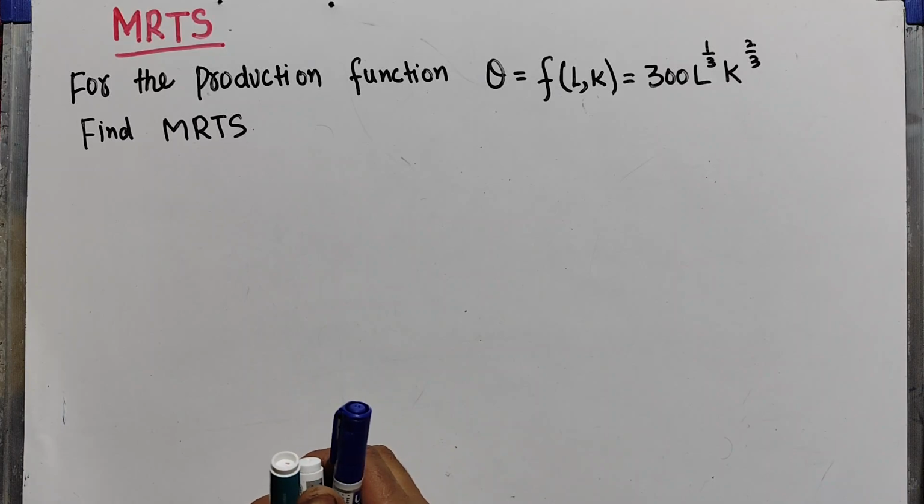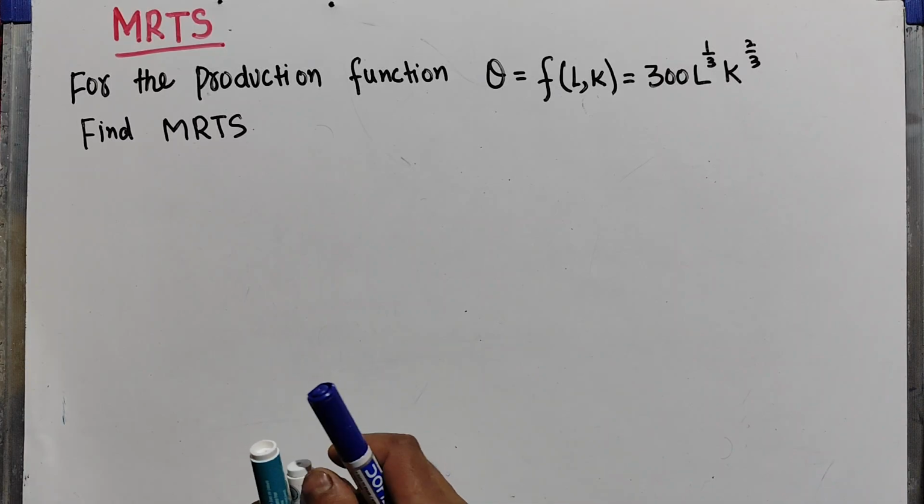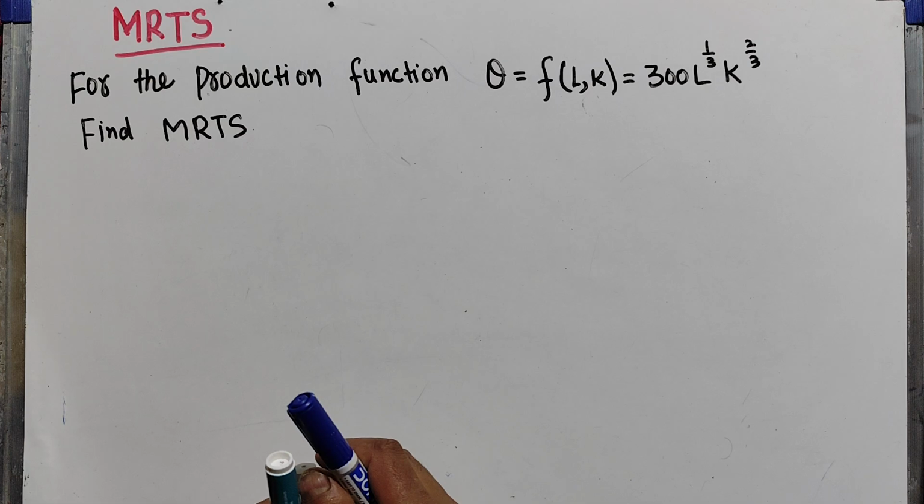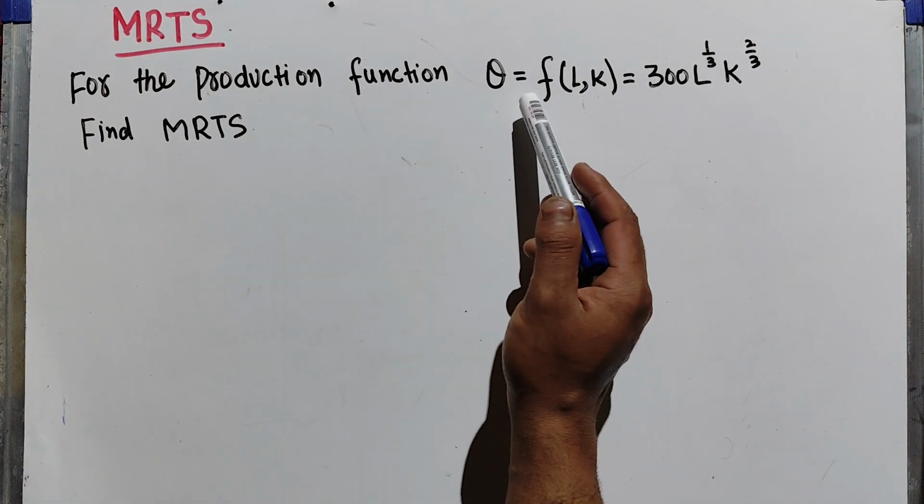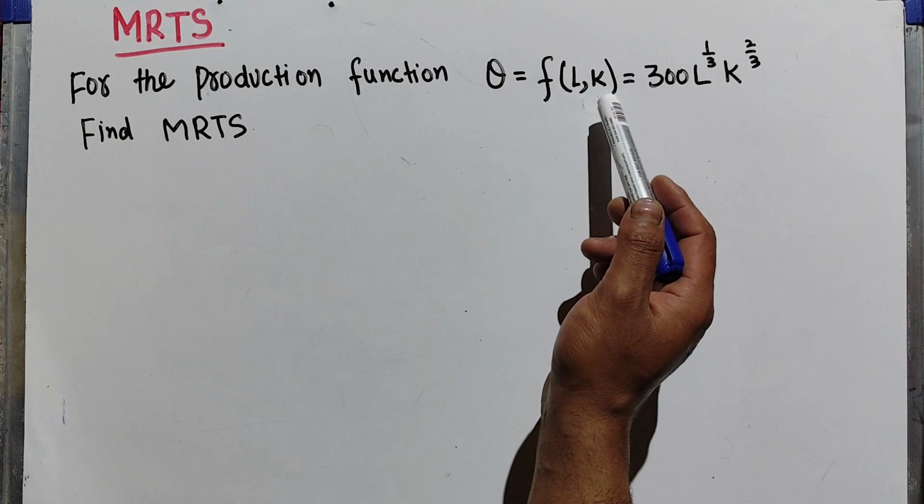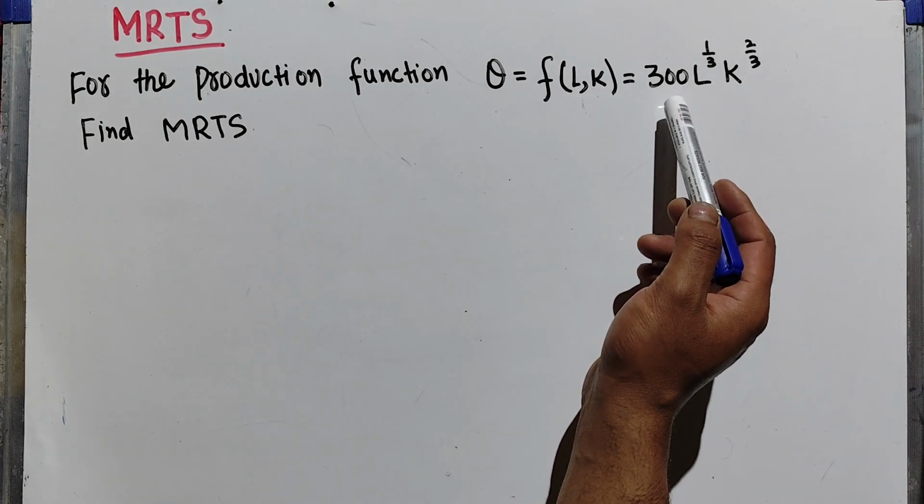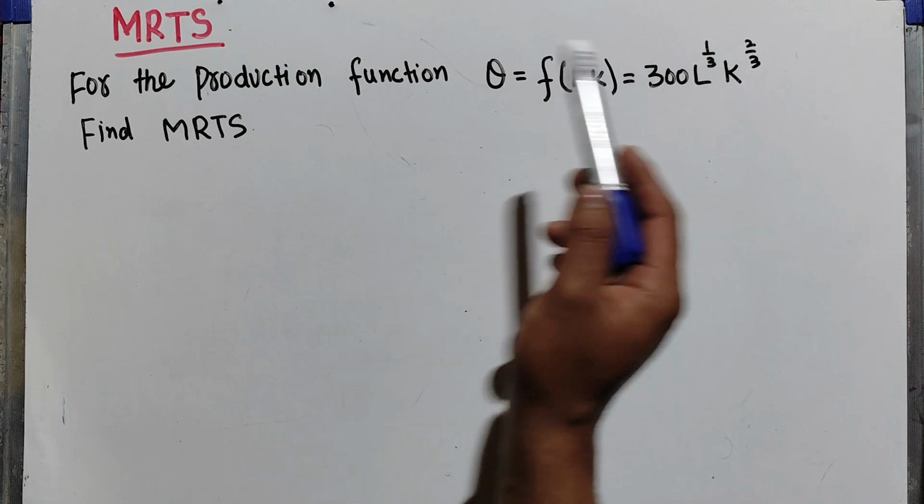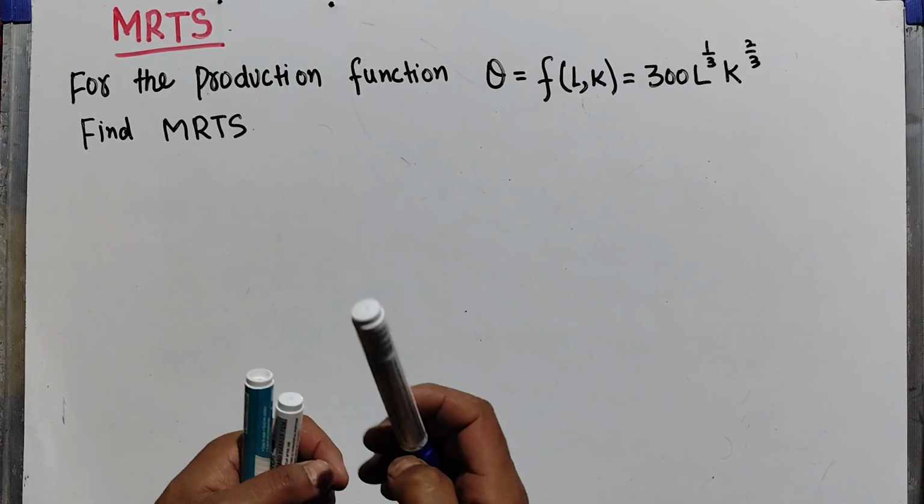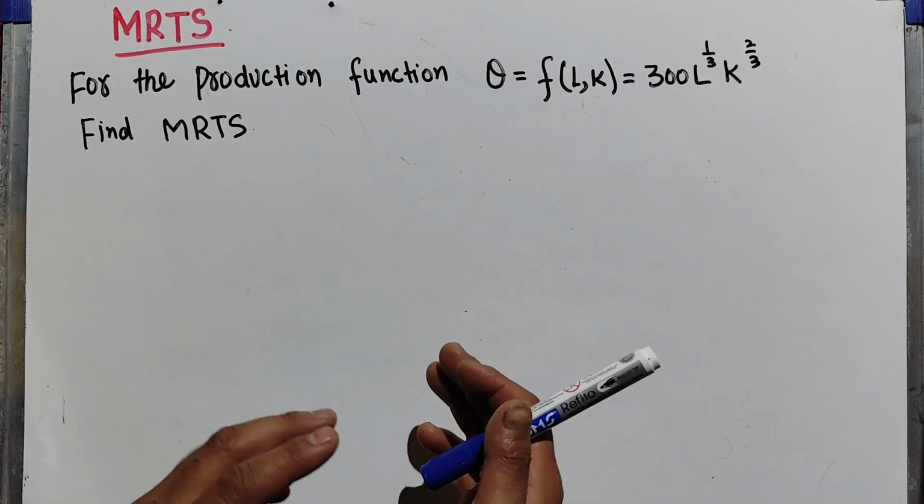We will learn about the marginal rate of technical substitution and how it is calculated. The question is, for the production function Q, which is a function of two inputs, labor and capital, which is equal to 300 times L raised to the power 1/3 times K raised to the power 2/3, we have to find out the marginal rate of technical substitution between labor and capital.